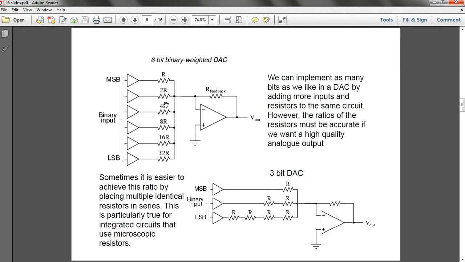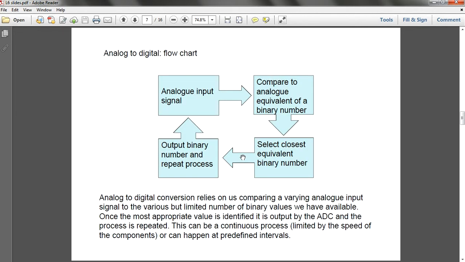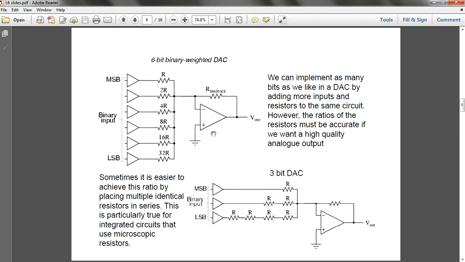Inverting op-amp. You are connecting all your inputs into your negative input, while the other input is referenced to ground, and it should be 0 volts or so. So for DAC, you use an inverting op-amp. These are the things you need to take note of. Equivalent circuits, 2R, 2R. And DAC is quite straightforward.